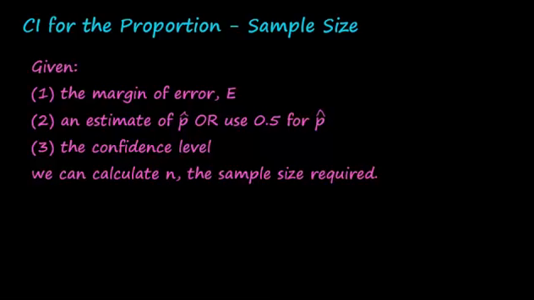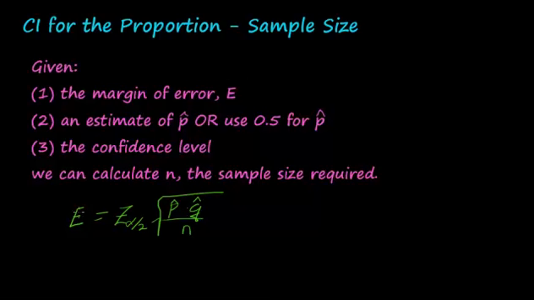Okay, so let's look at the formula we already know for margin of error. Remember our E formula. So we have our critical value. We get that directly from this confidence level. A certain confidence level tells us what critical value to use, times the square root of p hat times q hat divided by n.